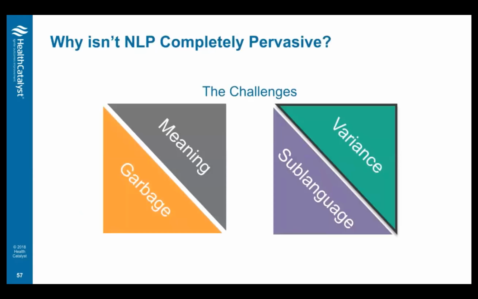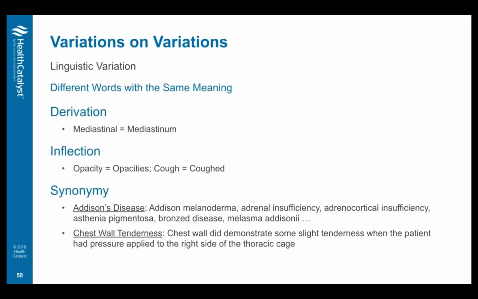The final area is just the variation that you see in language. And there's so much linguistic variation. There are so many ways to say the same thing with different words. And in English, one way that we get this variation is through derivation. And so you could say the same thing in an adjective form or in a noun form, and they really have the same meaning. They just have a different part of speech.